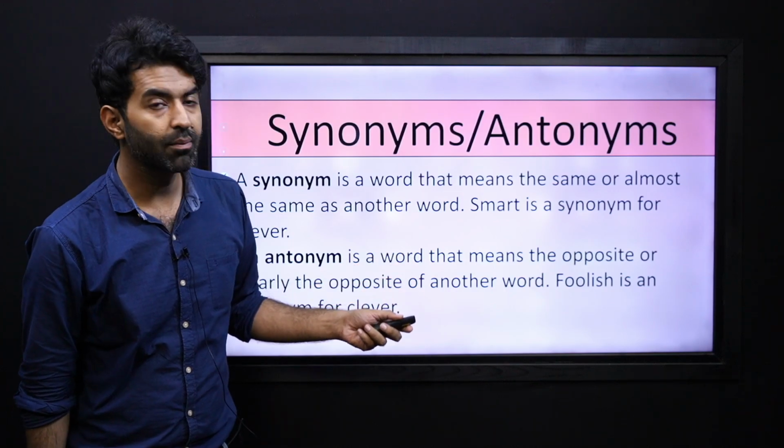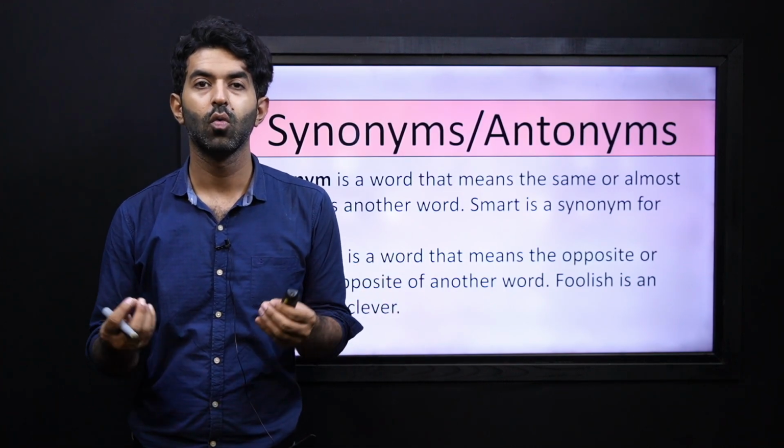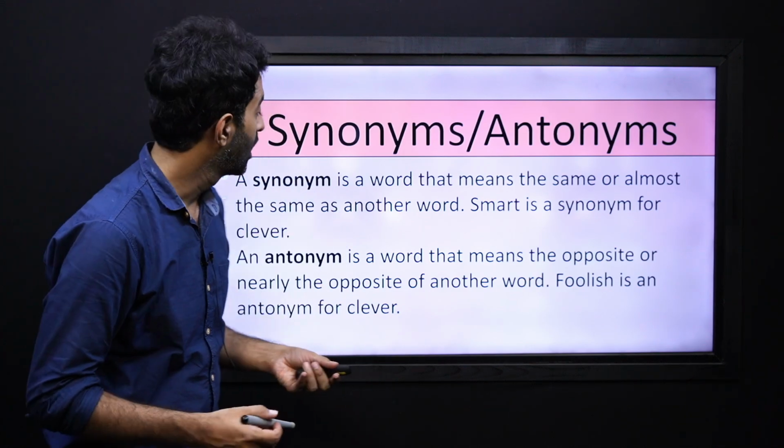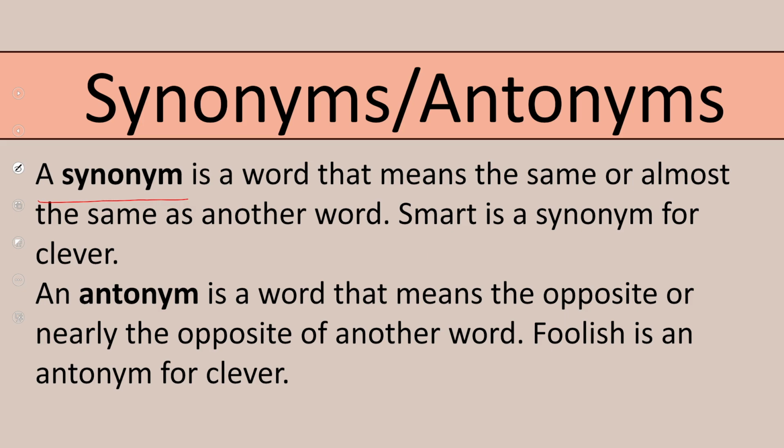Now let's talk about synonyms and antonyms. What are they? Why are we going to find them? Now, a synonym is a word that means the same or almost the same as another word. Smart. Now, smart is a synonym for clever, and clever is a synonym for smart.